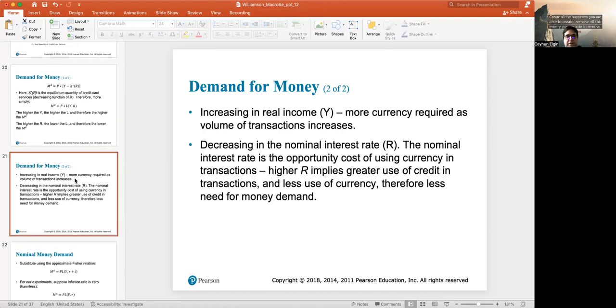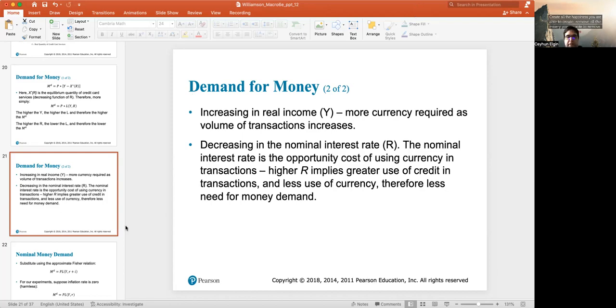So this is also discussed here. Increasing the real income, more currency required as volume of transaction increases, therefore you carry more money. Decreasing the nominal interest rate R, now, decreasing it, of course, means more money to carry in your pocket. Increasing it means less money to carry in your pocket. Okay?